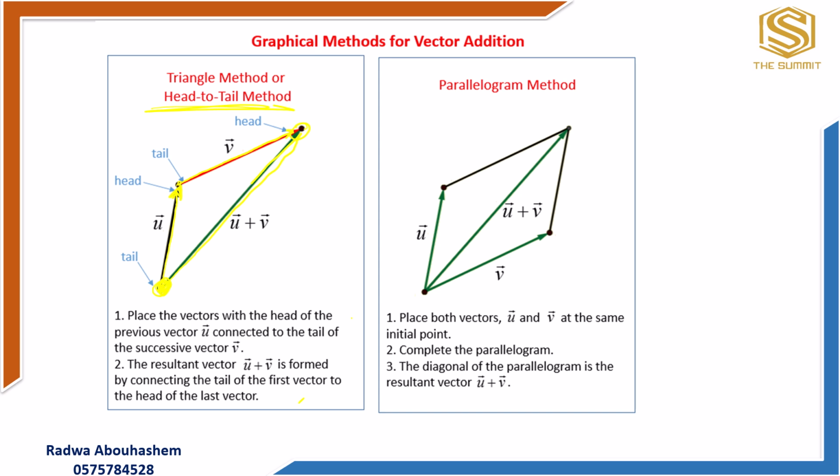For the parallelogram method, the two vectors have the same tail. Here is vector v, and here's vector u, with the same tail. The resultant vector would be the diagonal of the parallelogram, which is this one. Since we're going to complete the parallelogram here, this would be the diagonal.